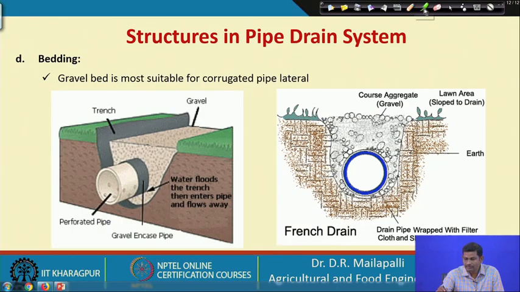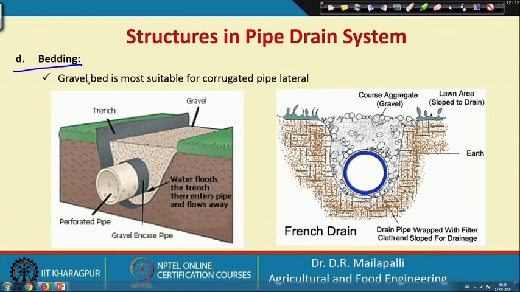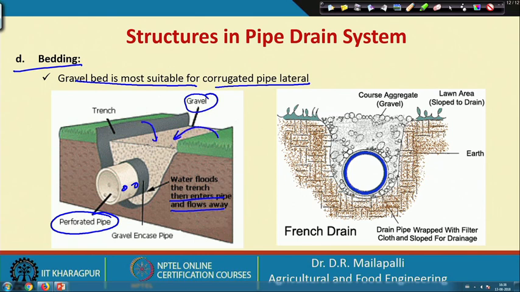and then the other one is known as the bedding. Okay. So, the bedding. The gravel bed is most suitable for corrugated pipe laterals. If you see this, this is a perforated pipe, you see the holes here, and water floods the trench, then enters the pipe and flows away. So, this is gravel. The water which has entered through this into the gravel then escapes into the pipe.